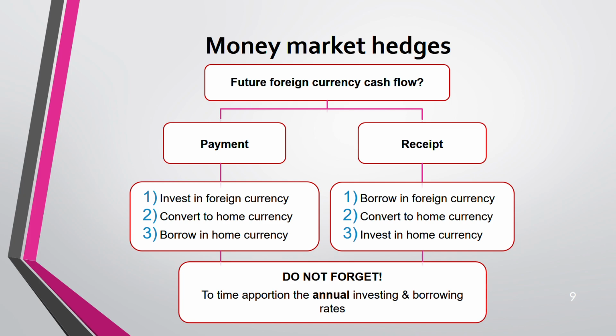Always you have to time apportion that annual investing and borrowing rate. Never forget this, because most of the students forget this. They take that annual rate itself. No, you'll be given two rates: investing and borrowing. You have to choose very carefully which currency you are investing and which currency you are borrowing. That's how you have to pick the rate.